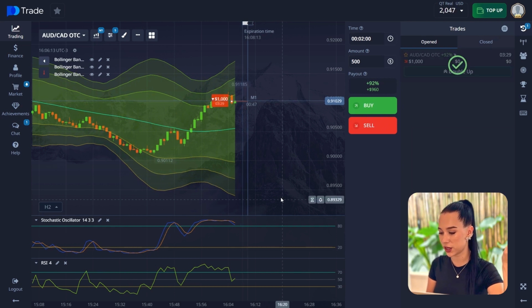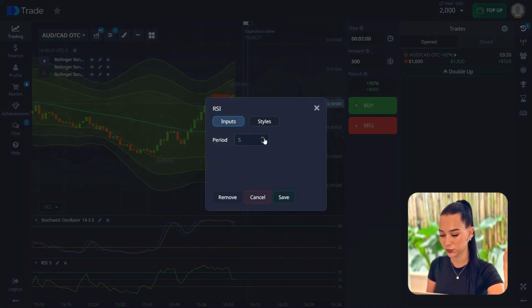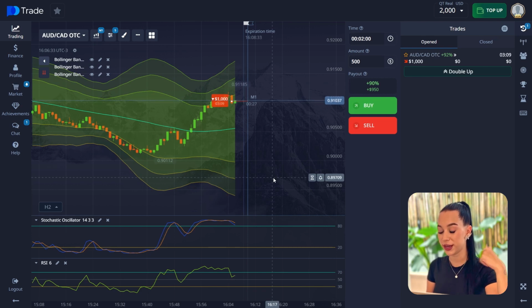So we add another 2 minutes to our trade, and let's also change the period of RSI to 6. Let's click save. So also depends on the situation, you can change the periods of the indicators. Again, depends on the situation because all of the charts is different, so that's how you can just help yourself with analyzing this chart more.